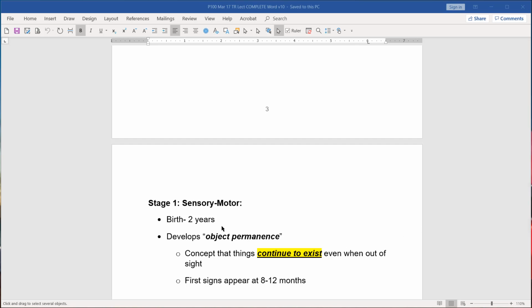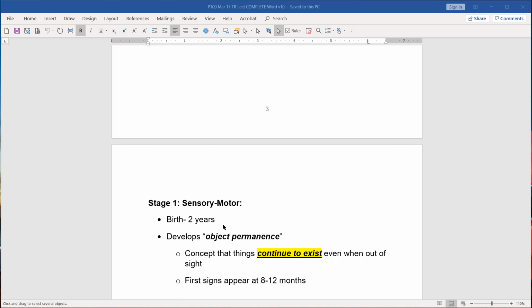We go through the sensory motor stage from birth through approximately the second year of life. You may be wondering, do I need to memorize these years? If you're a student in my class, the answer is no. You don't need to memorize the specific ages. I do expect you to remember the sequence in which we go through these stages.